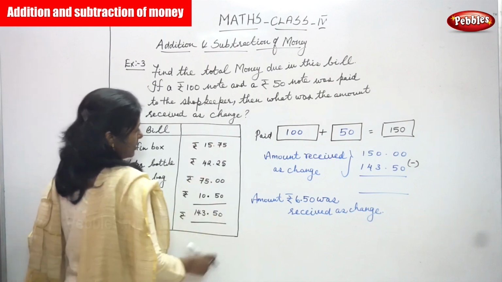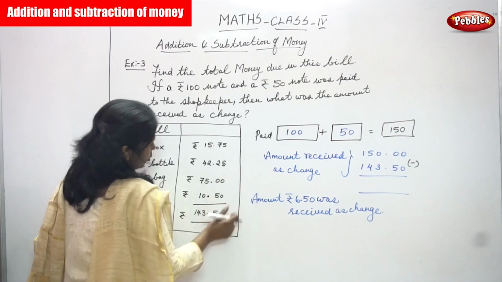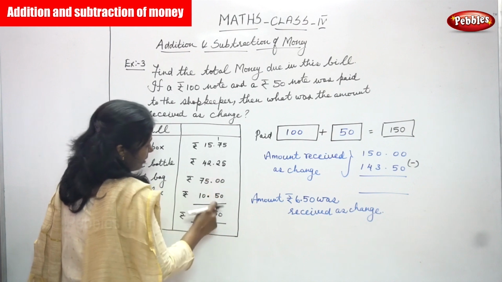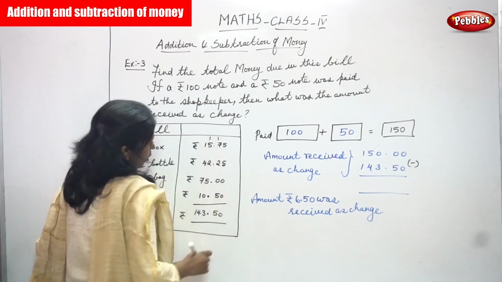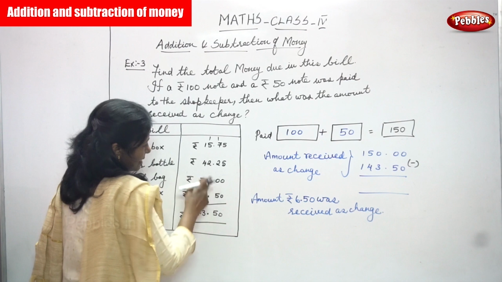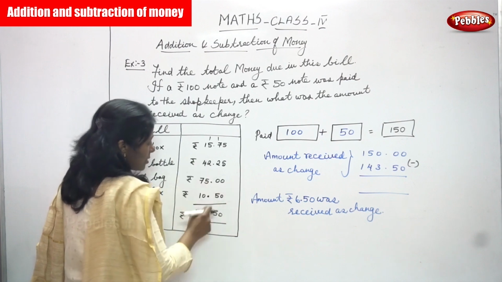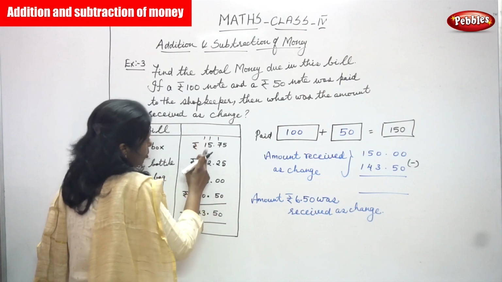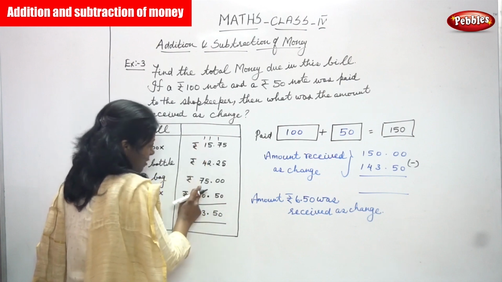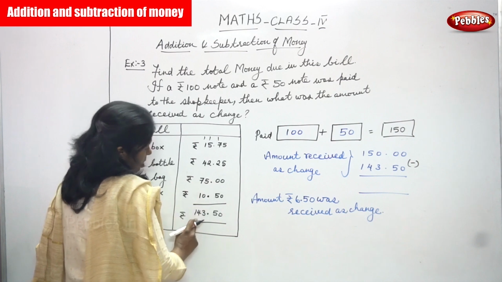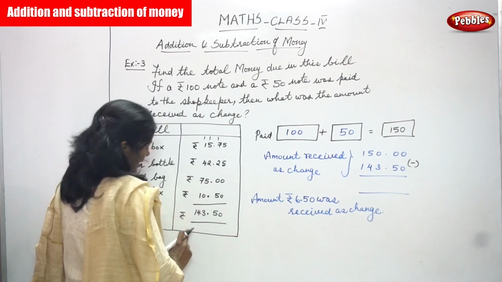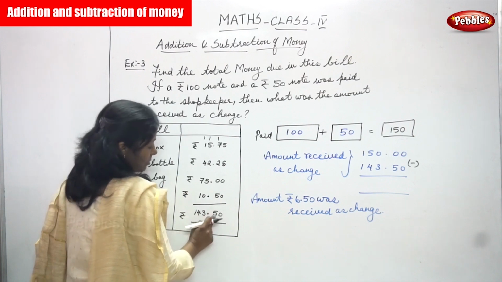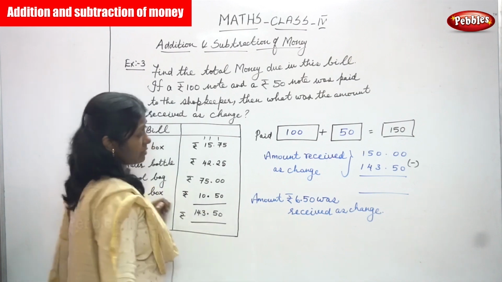Then the total amount: 5 plus 5 is 10, 0, carry over goes to the top. 7 plus 1 is 8, 8 plus 2 is 10, 10 plus 5 is 15, carry over goes to the top again. 5 plus 1 is 6, 6 plus 2 is 8, 8 plus 5 is 13, 3, carry over goes to the top again. 1 plus 1 is 2, 2 plus 4 is 6, 6 plus 7 is 13, 13 plus 1 is 14. So the bill amount, the total amount, is rupees 143.50.